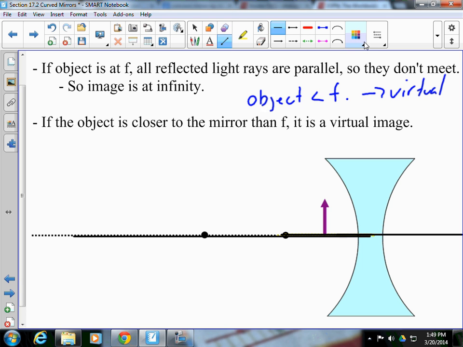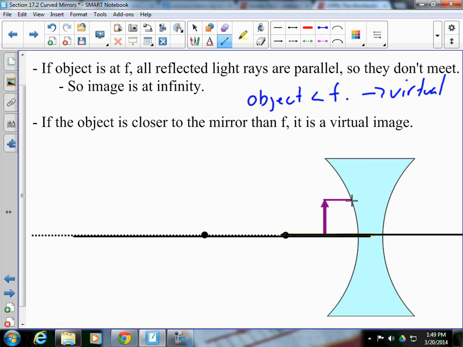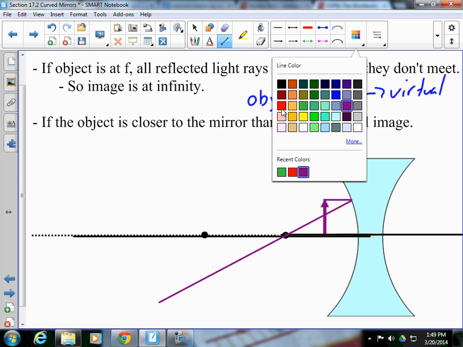Next up, and I'll do this in purple, we would normally go to the mirror and through the focal length, which is good. Also, we would go from the top of the arrow through the focal length to the mirror. We really can't do that here. So what we're going to have to do, instead of going from the top of the arrow to the focal point, is we're going to have to go to the focal point through the top of the arrow. So when we do that, I'm going to do that in red.